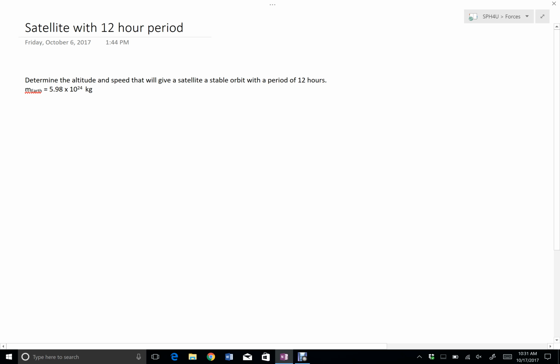Okay, in this problem, we're going to look at how you can determine what altitude and speed you want to give a satellite for it to have a stable orbit with a specific period. We're going to use the period of 12 hours. So if this is the Earth, here's the satellite. It's going to go around the Earth all the way in a 12-hour period.